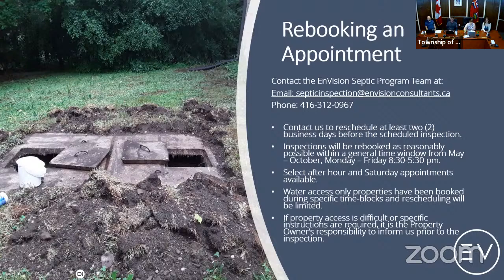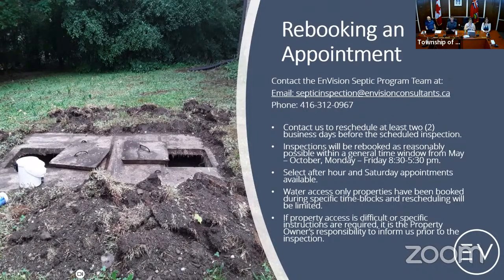We'll note that some properties have restricted access. So on your letter, there should be a little statement that says the property access is, and it'll probably say driving vehicle access, or it might say by boat for water access only. And then we have a little sentence underneath that says, if this is not correct, please let us know. That information is what we have from the township, and we're mostly identifying the properties that we need to have a boat to access. All of the boat-only properties are booked within a certain time frame. There's, of course, logistics of accessing properties by boat, so it is a little bit more difficult for us to change around those appointment days.